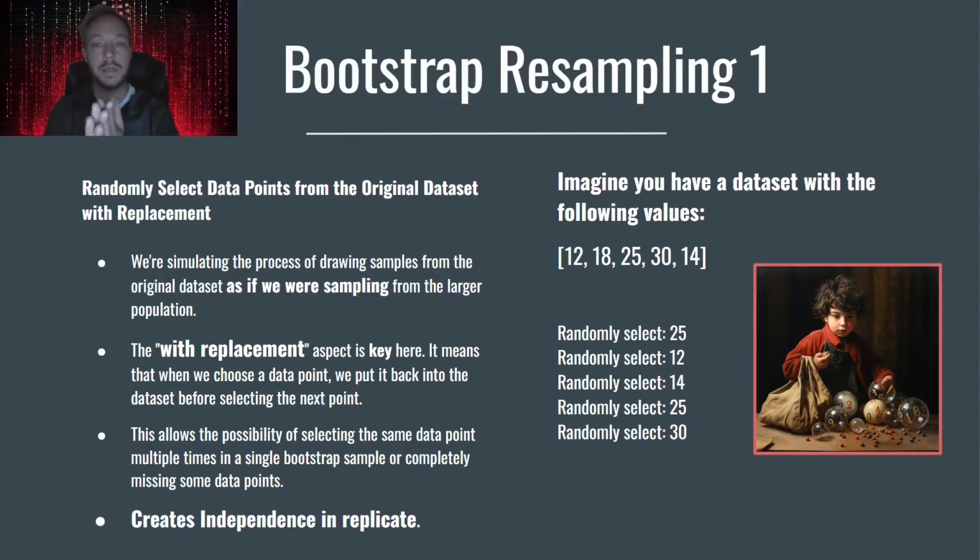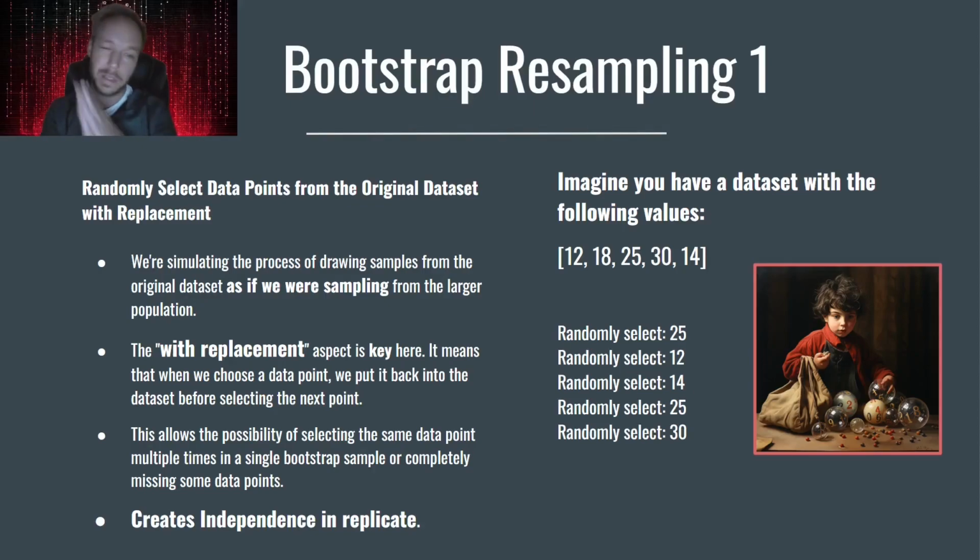The idea is we're going to take a ball out, like we have our child here picking balls out of the bag. He's going to take one out of the numbers 12, 18, 25, 30, 14, write down the number, and then put it back. Then out of the bag again, he's going to draw another one, write down the number, and put it back. So you can see here 25, 12, 14, but then 25 again. The concept here is that he will be able to redraw the same ball again.